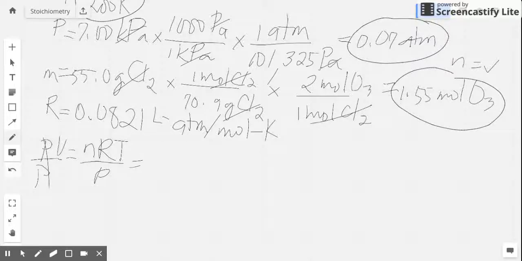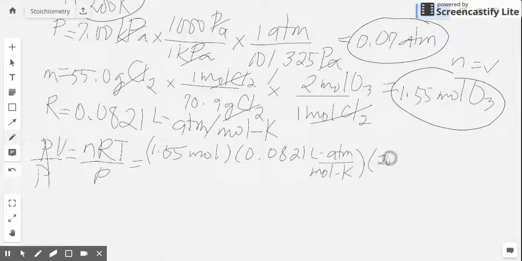Now we can substitute. Our n is 1.55 mole. Our R is 0.0821 liter atmosphere per mole Kelvin times the temperature of 200 Kelvin over the P of 0.07 atmosphere. So inputting all that in the calculator, we will get a certain answer.